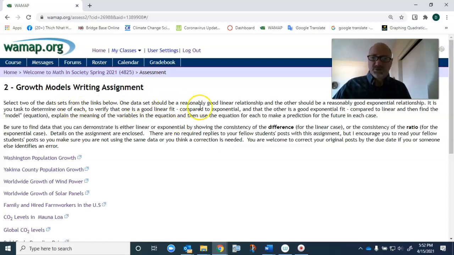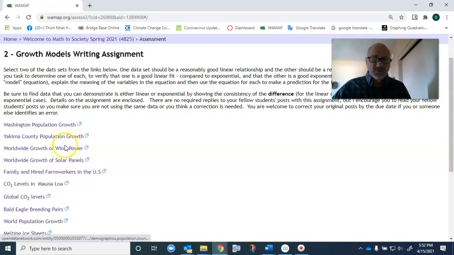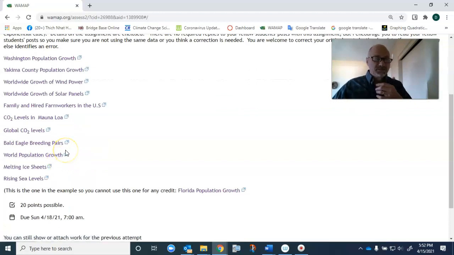You should go ahead and read through the instructions. I'm going to give you the instructions as I go along. There's a lot of options for you to pick from, and some of these will be better for exponential, and some will be better for linear modeling. You can pick a few that you like, look at them and see which one would be better for exponential and which would be better for linear, and then our example will show how you determine which one it is better for.